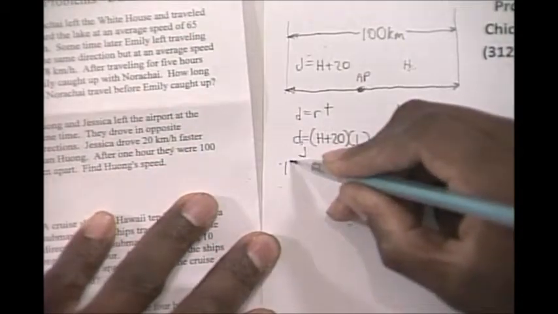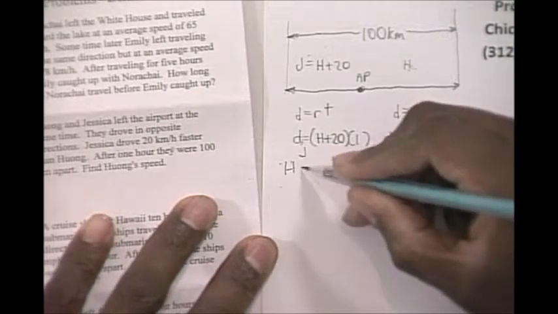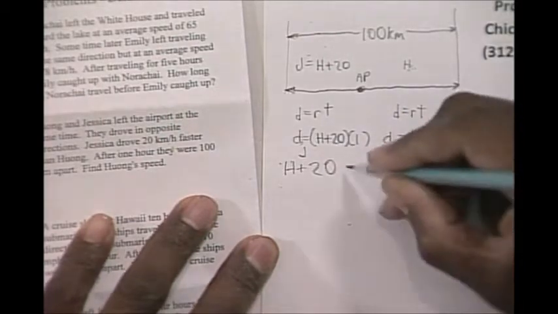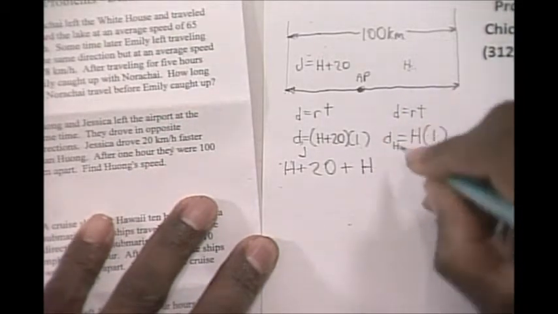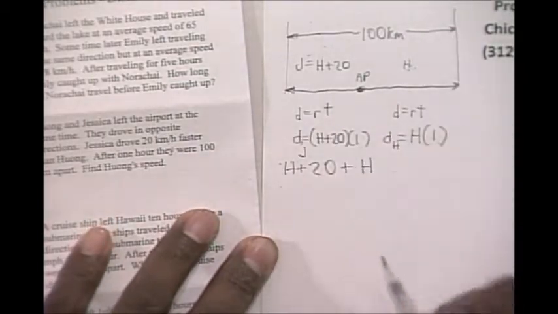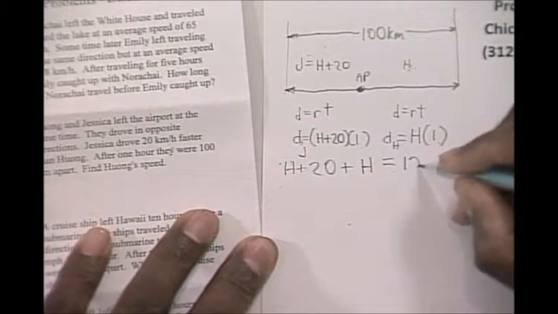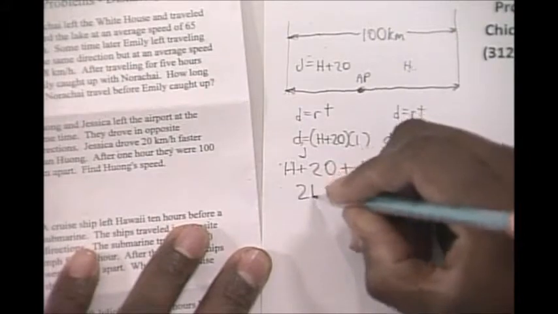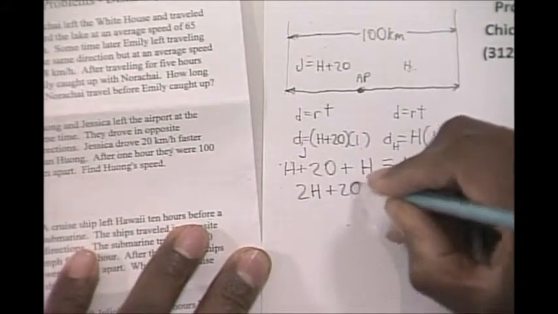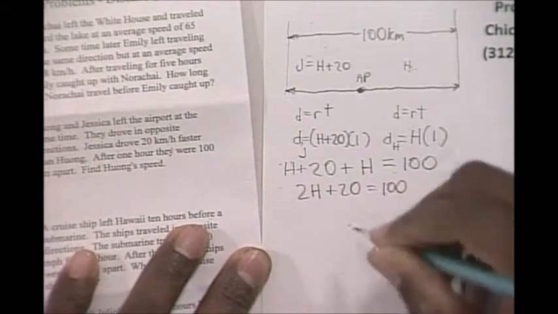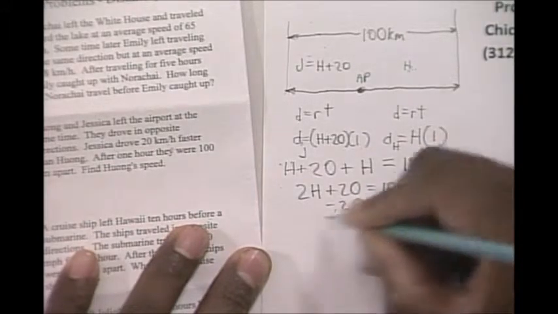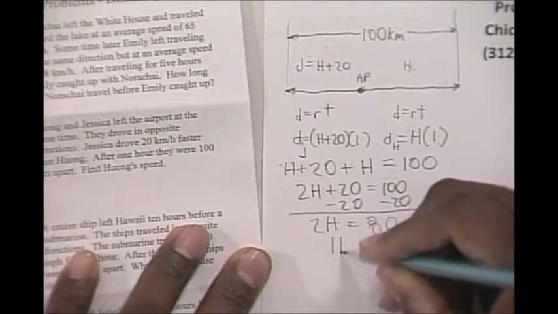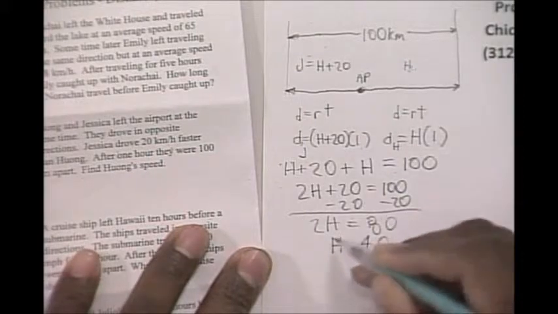So we have 1 times H plus 20, which is H plus 20, plus H. You're adding these two distances together, and they should equal 100. Now this is just a basic algebra problem. You get 2H plus 20 is 100. You subtract the 20 from both sides. You get 2H is 80, and you end up with H is 40.